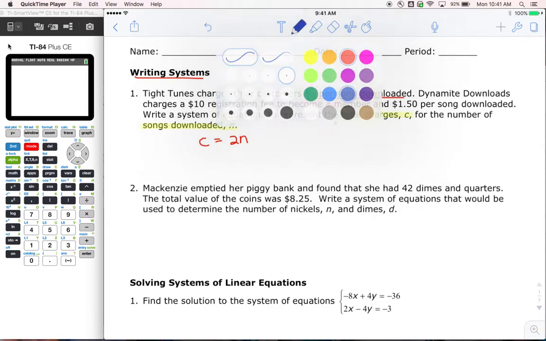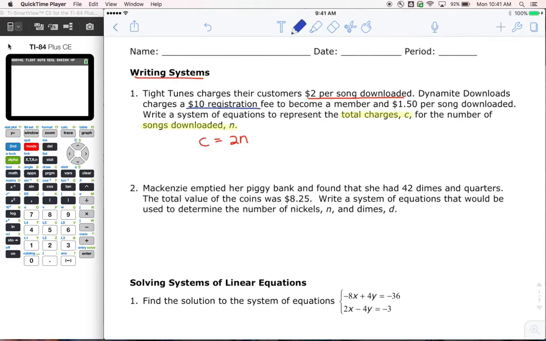The next company, Dynamite Downloads, charges $10 registration fee and $1.50 per song. So the cost for Dynamite Downloads is $10 to join or to register, and then $1.50 per song. Note that these could also be in reverse order. That's fine too. All right, the key here is knowing that per means to put the variable with that number. All right, you go ahead and choose the correct system for the word problem shown in number 2.